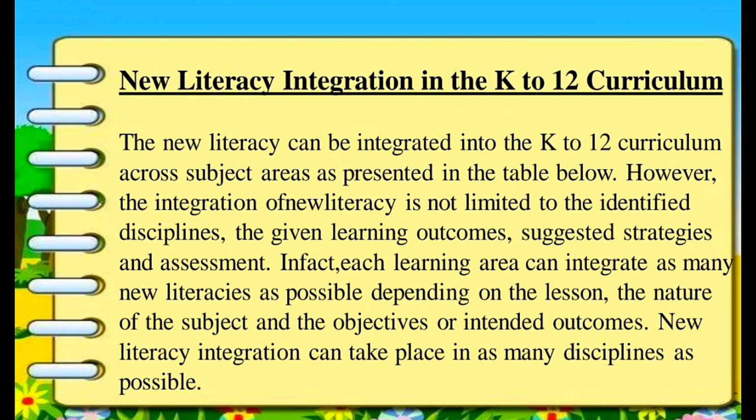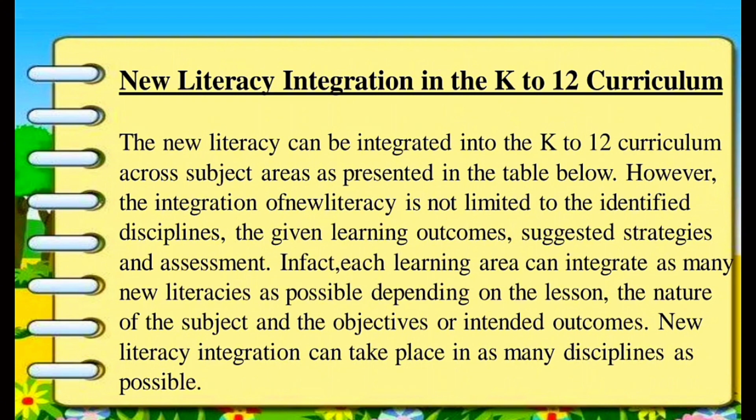So, new literacy integration in the K-12 curriculum. The new literacy can be integrated into the K-12 curriculum across subject areas as presented in the table below. However, the integration of new literacy is not limited to the identified disciplines. The given learning outcomes suggest strategies and assessments.